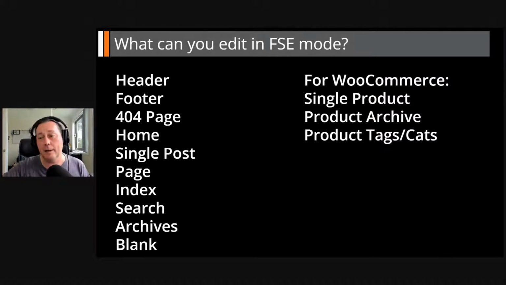Now, if you have WooCommerce installed as well, which I did on my test website, it actually throws up some of the pages for those as well. So you can edit things like single product, your product archive, so that's all your products, similar to the blog archive, and again, your product tags and categories as well. So they're all included to be able to edit, as long as you've got that combination of WordPress 5.9 and 2022 in those.